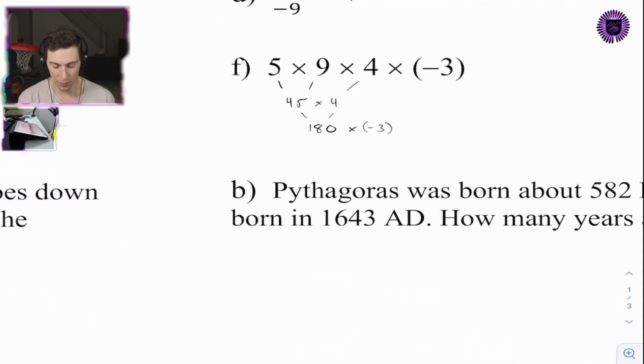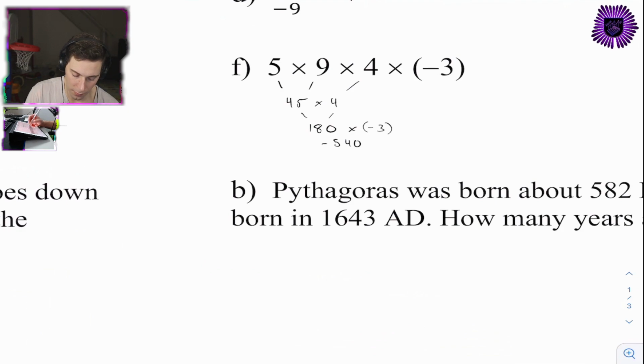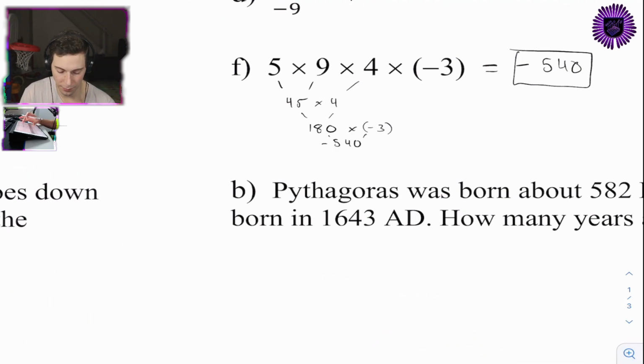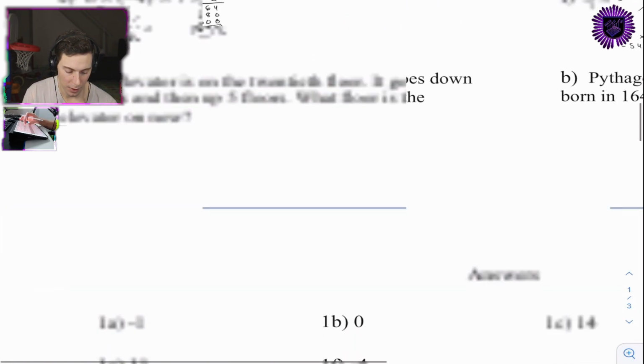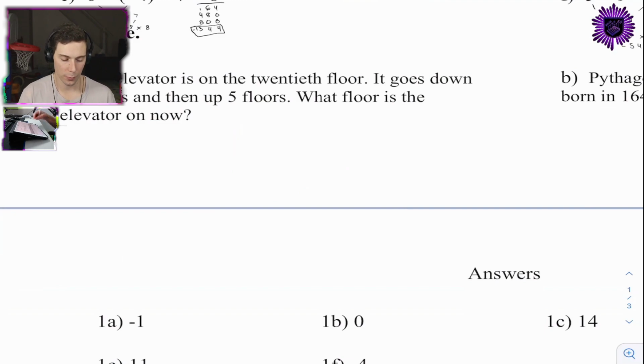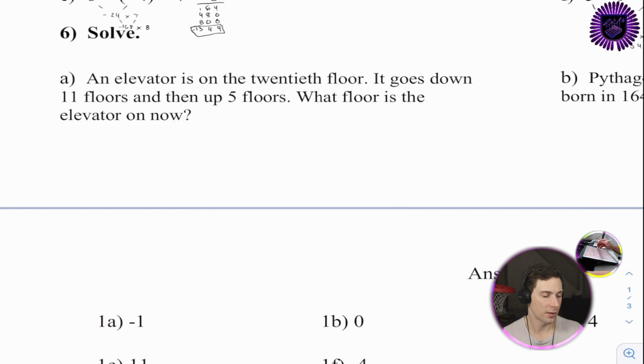That's 300, and then 80 times 3 would be 240. 540. Negative 540. Box my answer. Okay. Last 2 questions. They are word problems. You can't see my screen now. Circle cam. There we go. Let's do side cam.